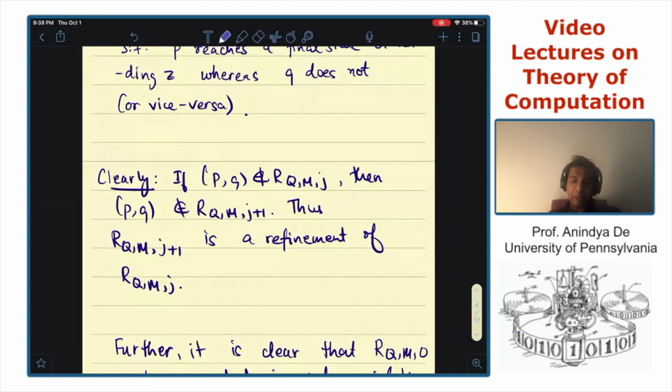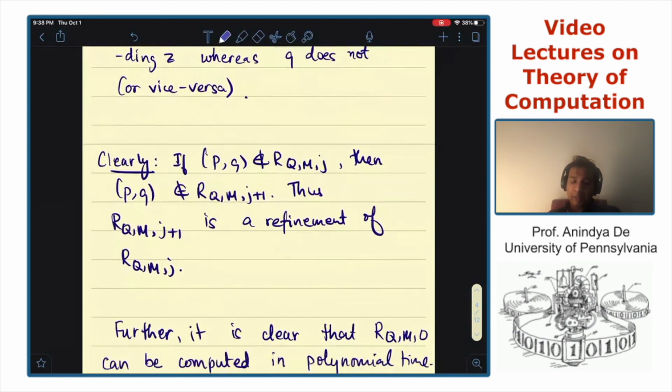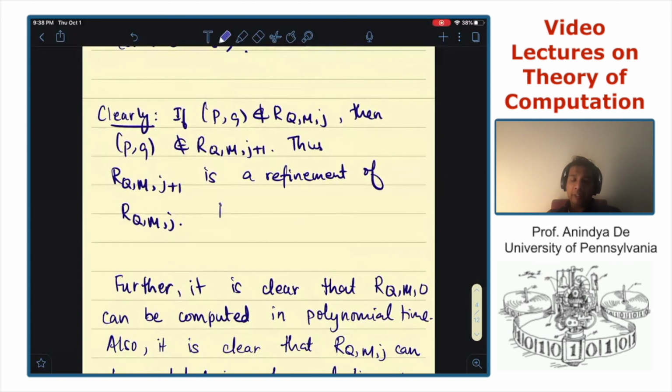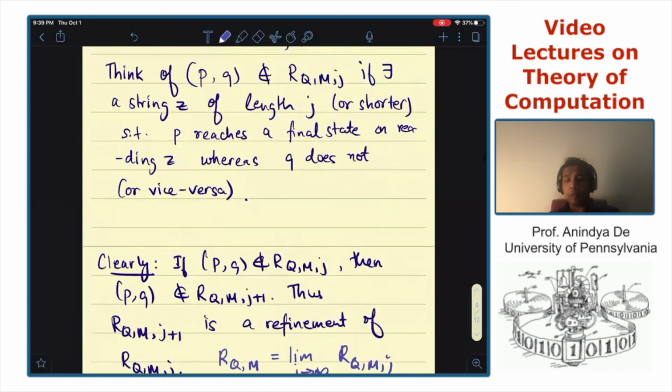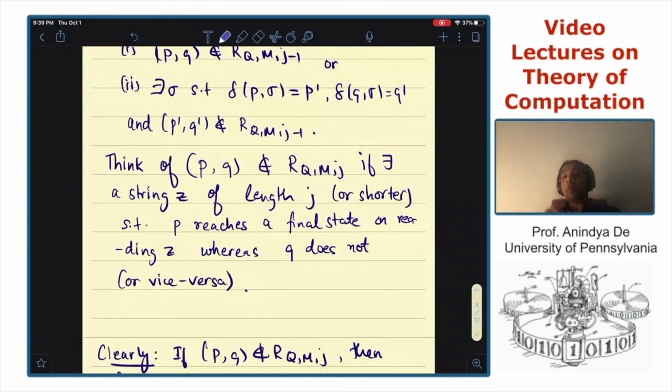And the second thing you should observe is that, I'm not writing this in a precise sense, we'll make this precise very soon, but you can think of it like this: if you think of the equivalence relation R_{Q,M,J} and let J be arbitrarily large, then you will get R_{Q,M}. Because R_{Q,M,J} is just saying, can P and Q be distinguished by a string of length at most J? R_{Q,M} says, can P and Q be distinguished by a string of any length?